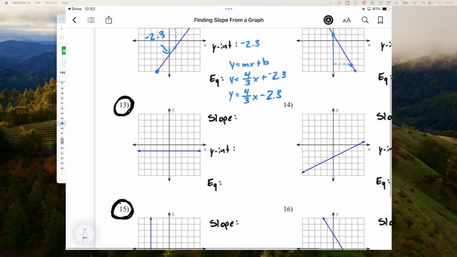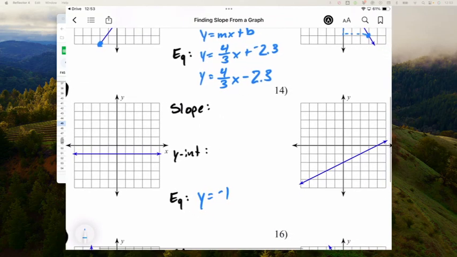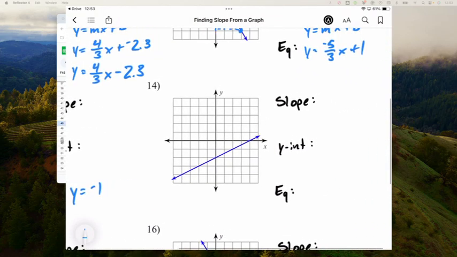These that I have circled are weird ones. We're not going to worry about the slope and the y-intercept for this. We're going to say that on this one, the y value is always equal to negative 1. Doesn't matter how far left or right you go, the y value is always going to be negative 1. On this one, our y-intercept is negative 2.